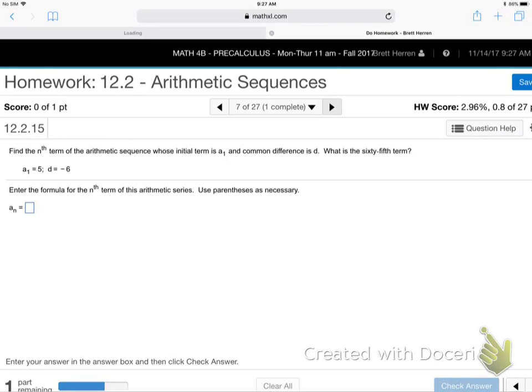So a1, the first term, is 5. The difference from term to term is minus 6. Can you find the formula first off? So they want the formula, so go ahead and use a sub n is a1 plus n minus 1 d. It's what we always use. So use that formula, plug in a1 and d, simplify it a little bit. Give you a second.